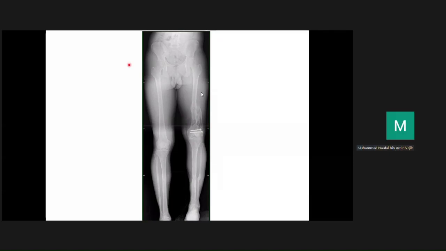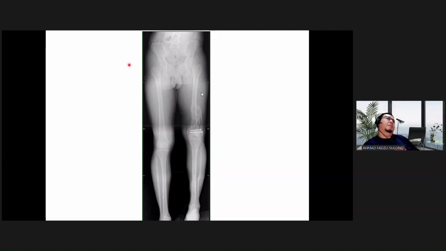Reference is the proximal part. Yeah, ke proximal part? No. When you describe deformities, any deformities, often the reference is the distal part, except for angulation.